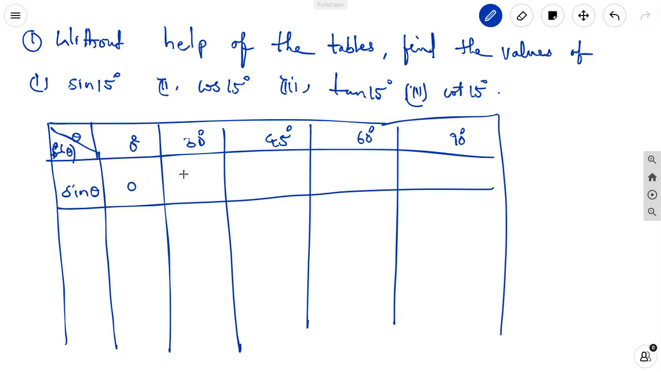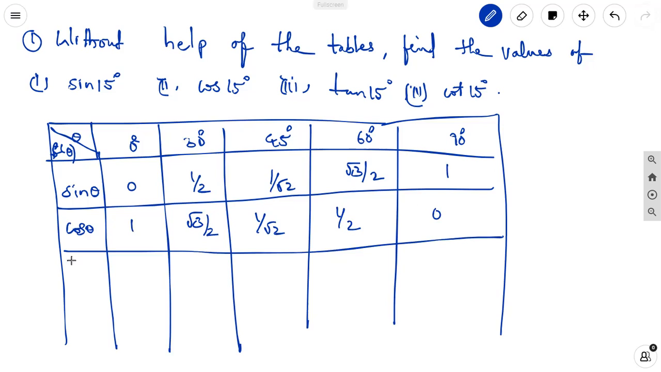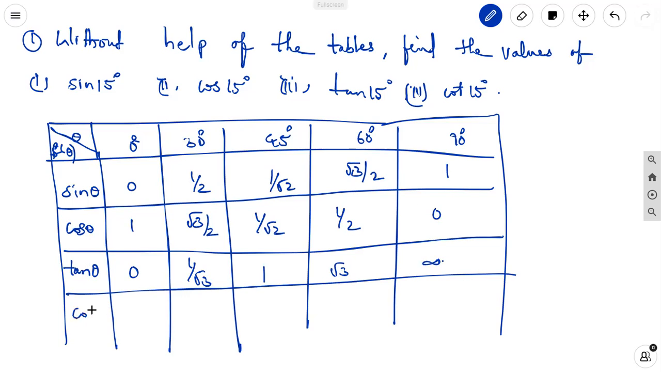Sine theta: sine 0 is 0, sine 30 is 1 by 2, sine 45 is 1 by root 2, sine 60 is root 3 by 2, sine 90 is 1. Cos theta: cos 0 is 1, root 3 by 2, 1 by root 2, 1 by 2, 0. Tan is nothing but sine by cos: 0 by 1 is 0, 1 by root 3, 1, root 3, undefined, that is infinity. Cot theta is infinity, root 3, 1, 1 by root 3, 0.